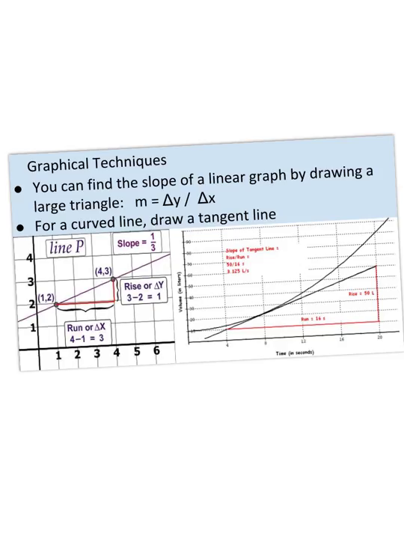You can find the slope of a linear graph quite easily by drawing a large triangle. And if you have a curved line, then you have to draw a tangent line and work off the triangle from that tangent line as shown below.